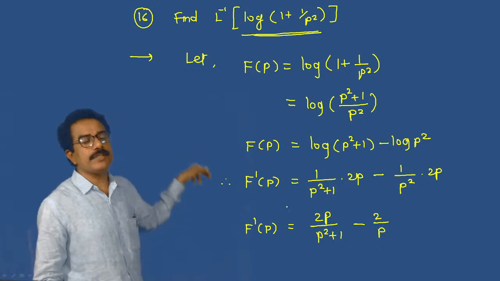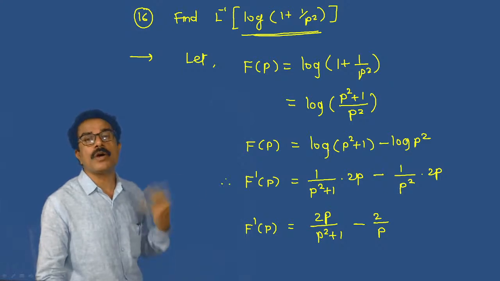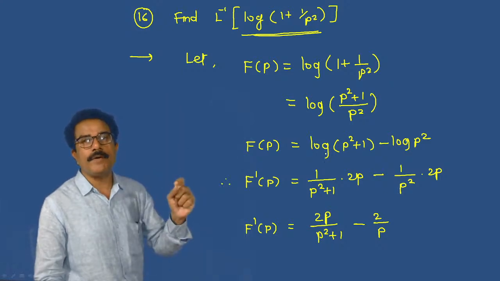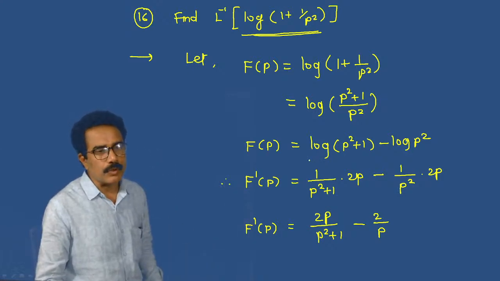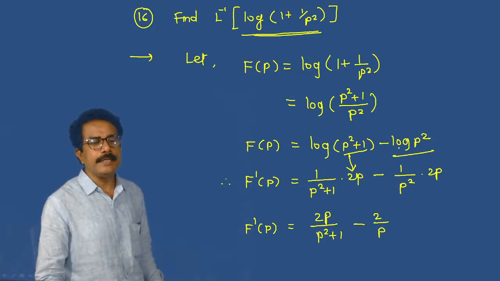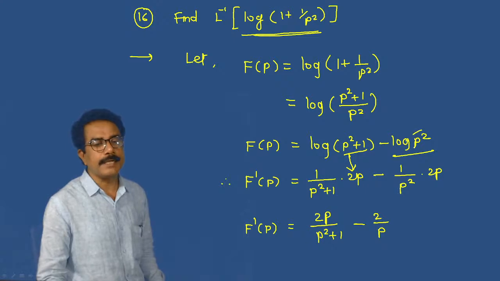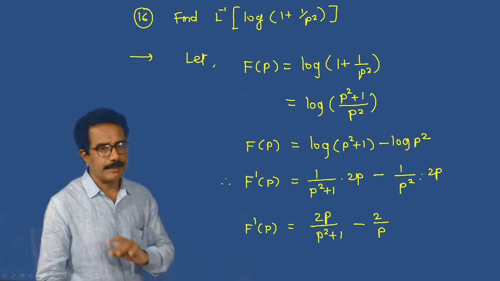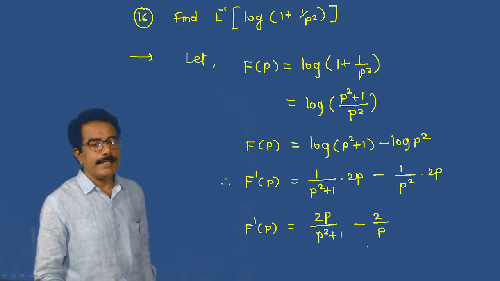So differentiate this, log of p square plus 1. The derivative of log of f of x is 1 upon f of x multiplied by f dash of x. This is the derivative of a logarithmic function. So for log of p square plus 1, the derivative of log is 1 upon p square plus 1, and again the derivative of p square plus 1 is 2p. Similarly, for log of p square, it is 1 upon p square, and again the derivative of p square is 2p. So 2p divided by p square plus 1 minus 2 divided by p.